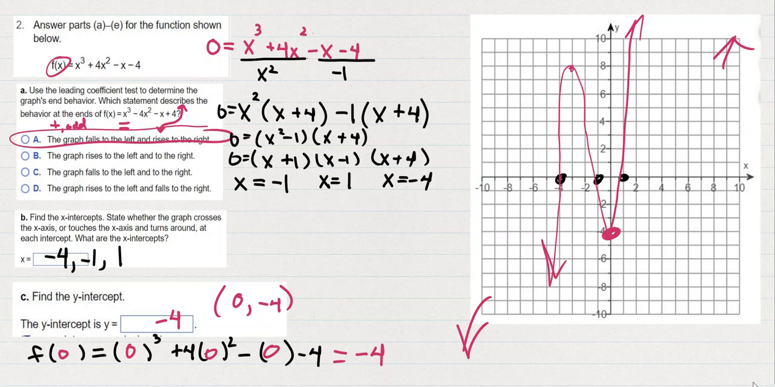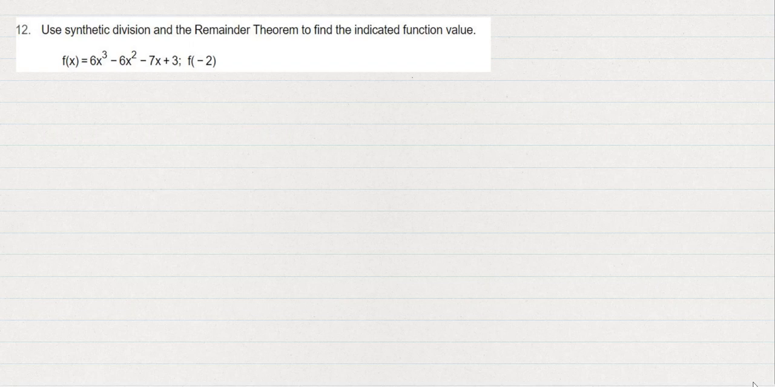Let's look at another type of example. We could use synthetic division and the remainder theorem to find f of negative 2. Now you might be tempted to plug in a negative 2 for x, and that would give you the value of f of negative 2, but you'd be missing the directions here that say to use synthetic division. So by using synthetic division, here's what I'm going to do. I'm going to divide by negative 2, so I'll take out the coefficients 6, negative 7, 3.